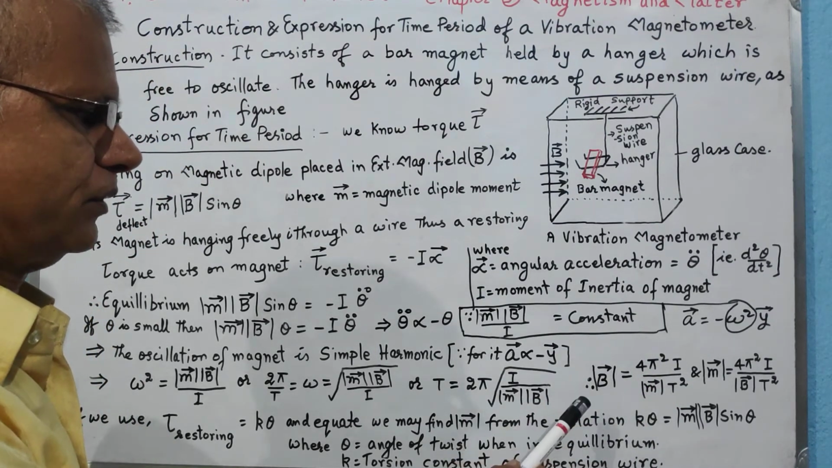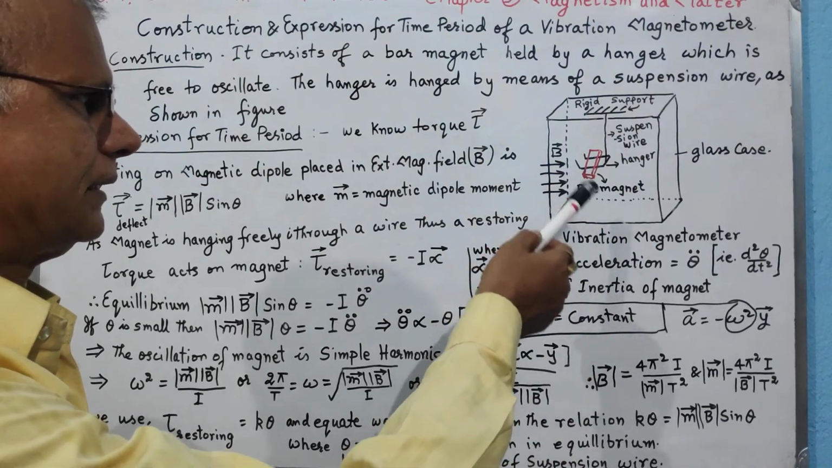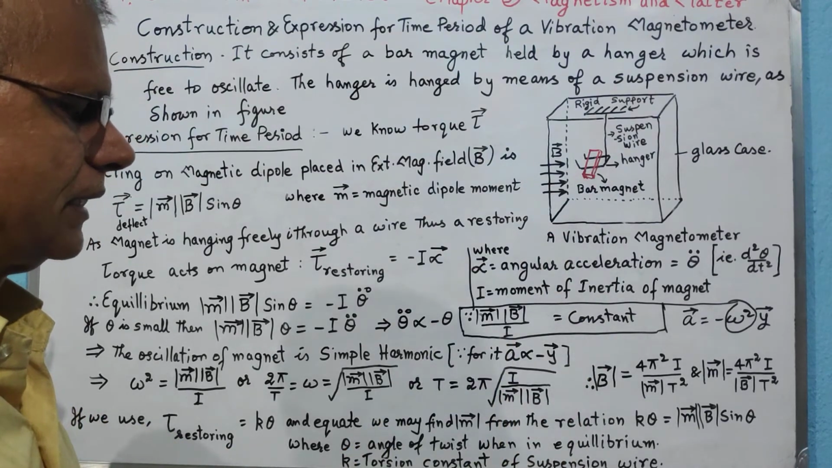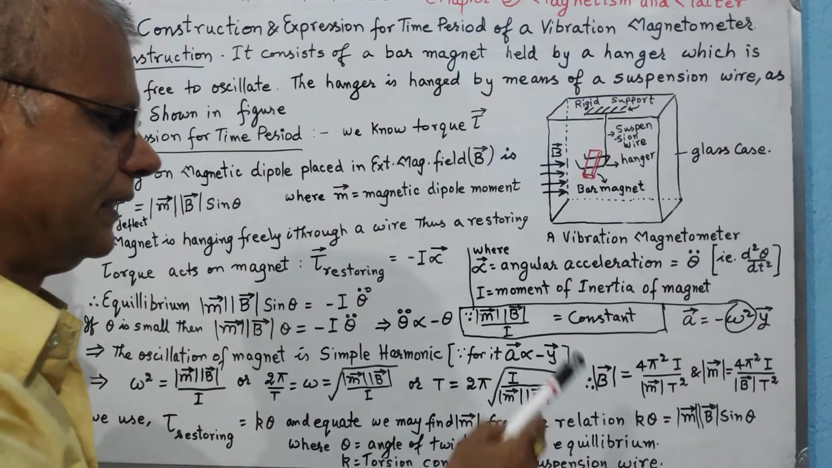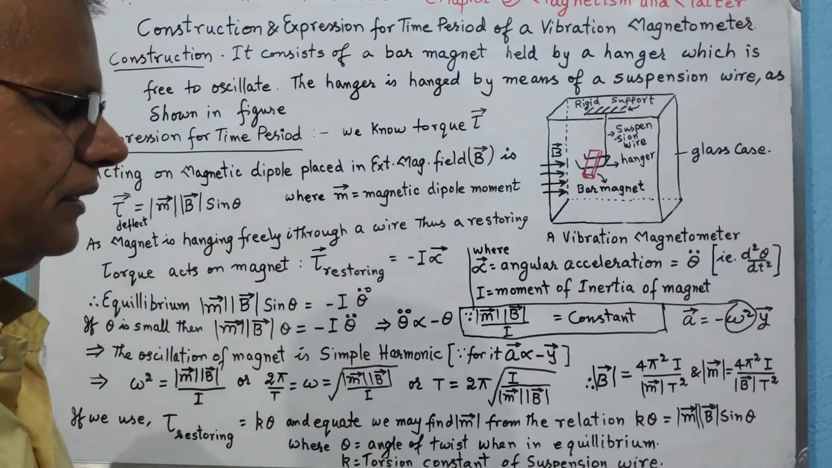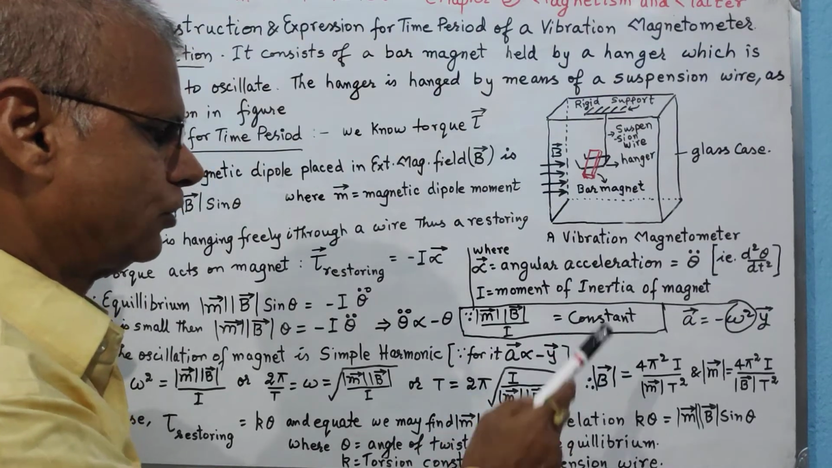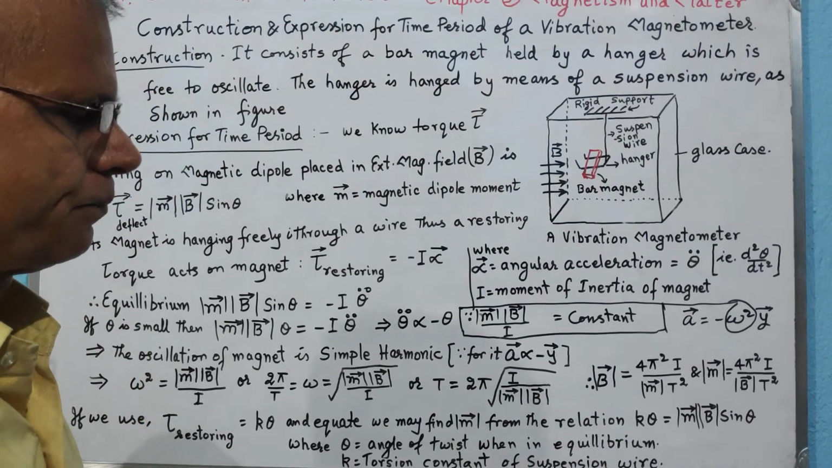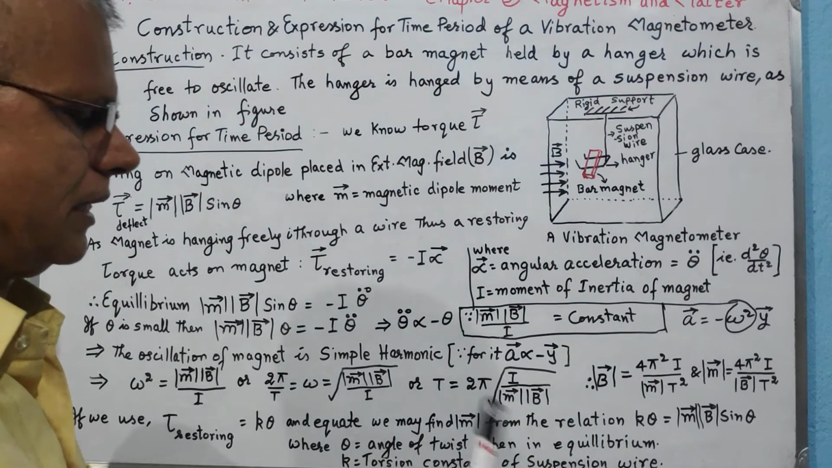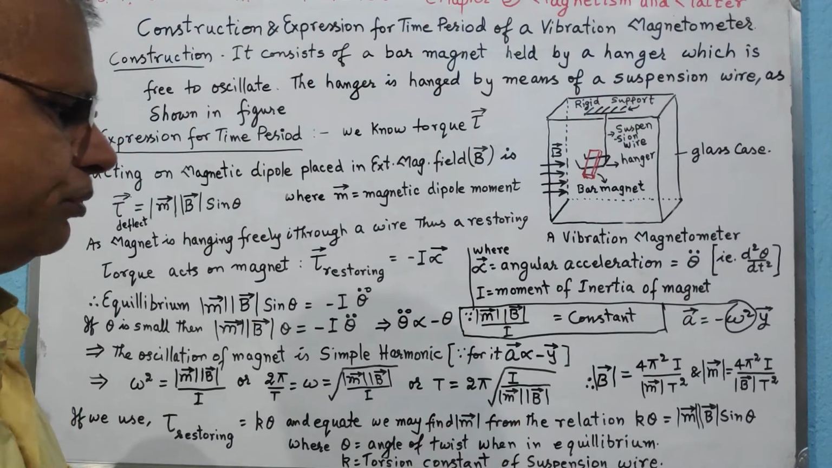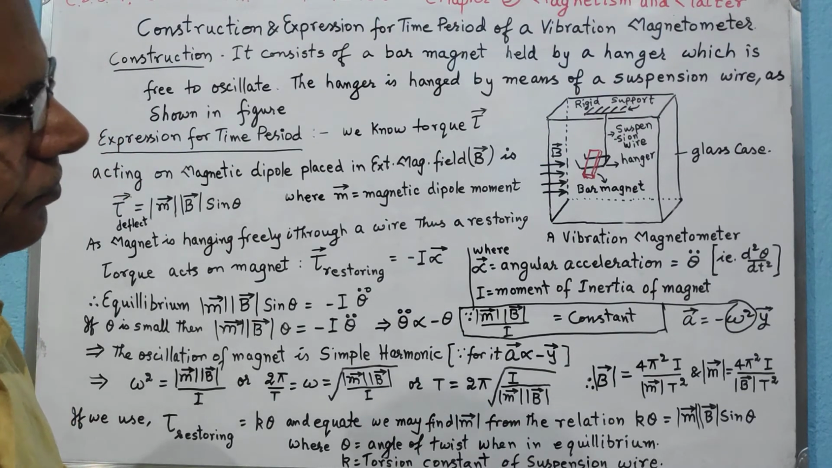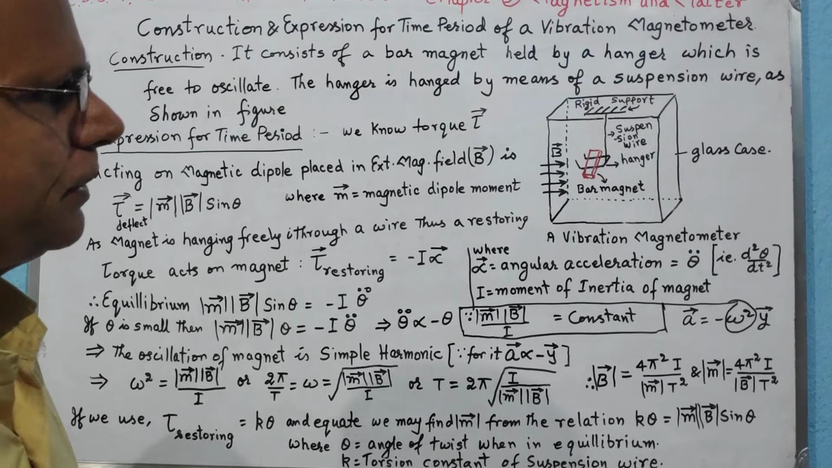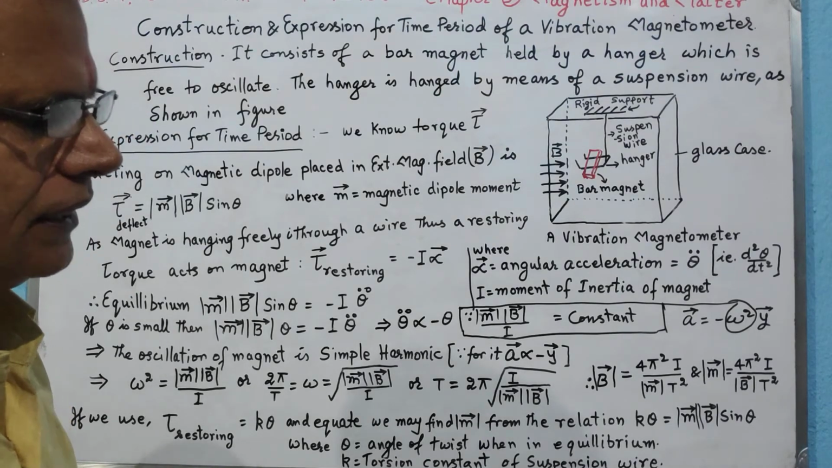So whatever the shape of the magnet, accordingly we can put the value of moment of inertia. And so this magnetic vibration magnetometer can be helpful in finding either the external magnetic field, or finding the magnetic dipole moment of a magnet. Either way, it is also helpful to find the magnetic field produced by a solenoid.